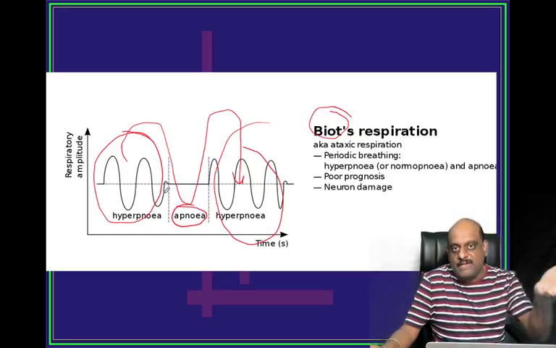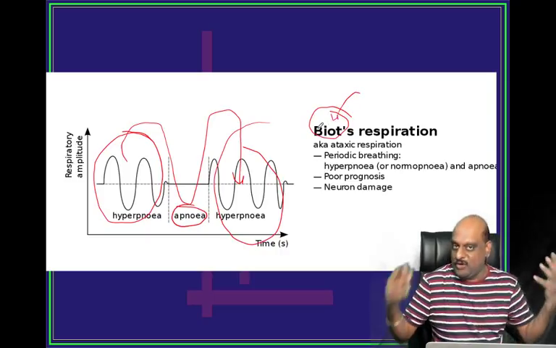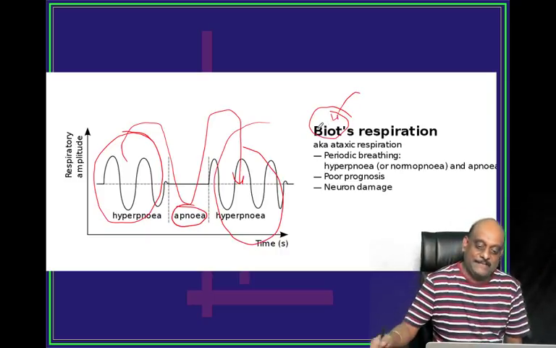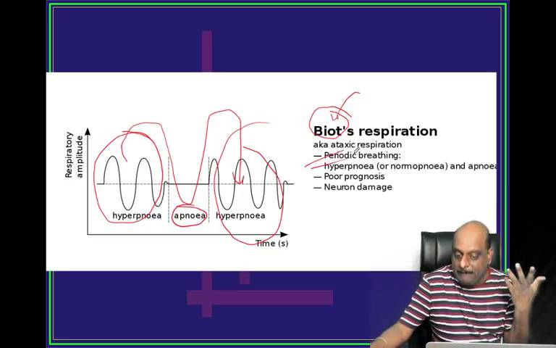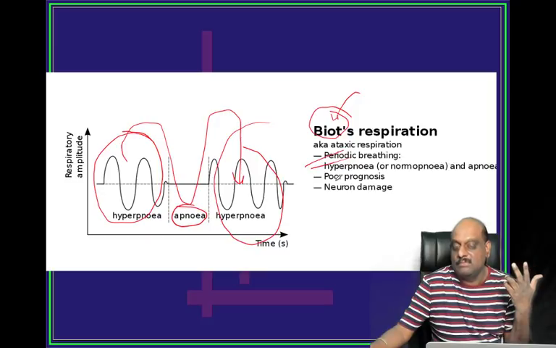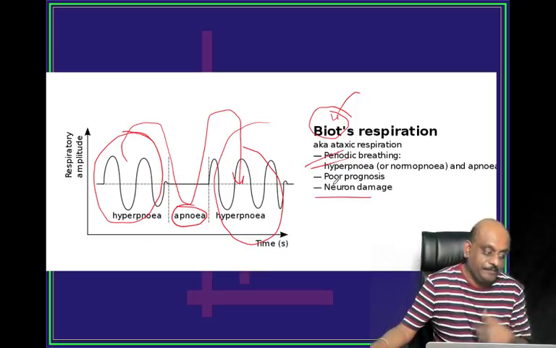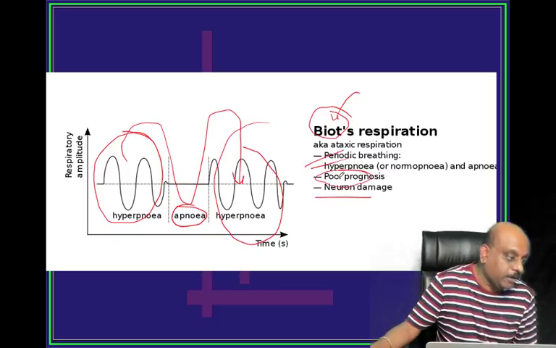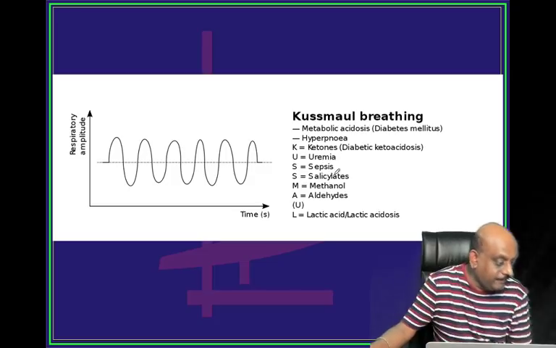Periodic breathing: hyperapnea and apnea alternating, neuron damage is Biot's and poor prognosis.